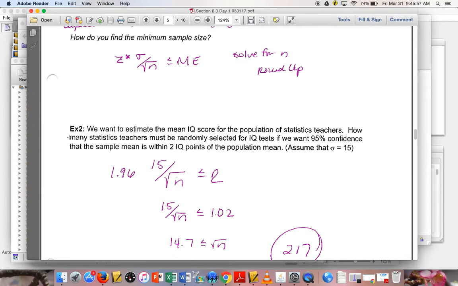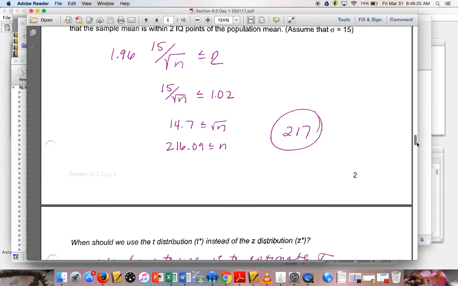It's asking us how many, so we know we're looking for a sample size. Teachers must be randomly selected for IQ tests if we want 95% confidence that the sample mean is within 2 IQ points. Now these aren't percentage points, they're just actually 2 points here. So 95% is my 1.96. It tells me to assume sigma is 15. I'm looking for n, and the margin of error is 2. So I'm just plugging that in, solving this. I'm going to round up just like I did before.